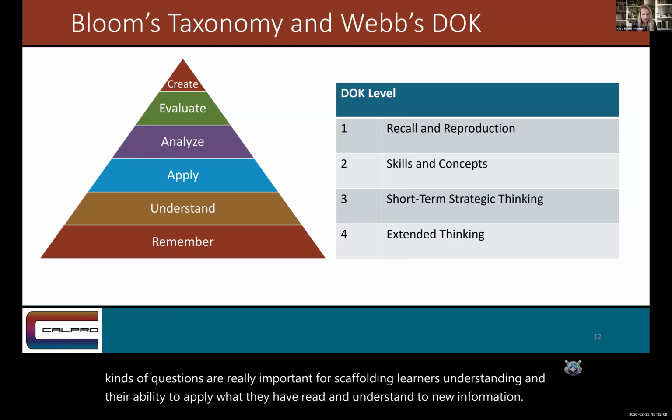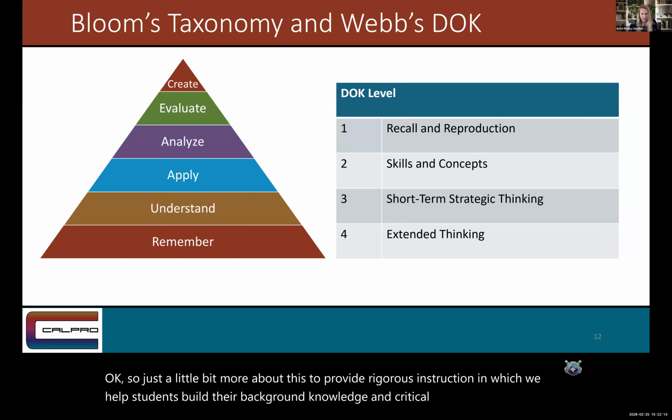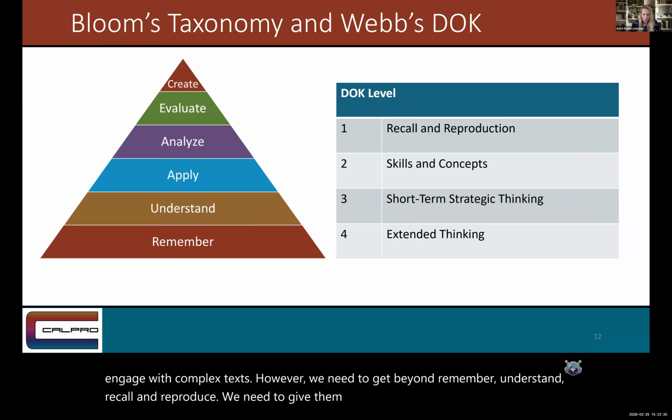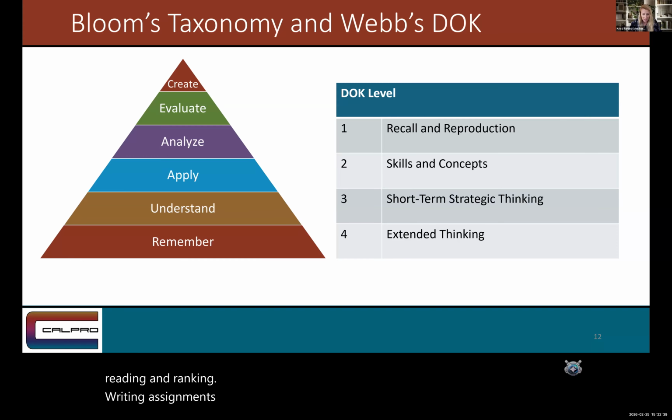Okay, so just a little bit more about this. To provide rigorous instruction in which we help students build their background knowledge and critical thinking skills as they engage with complex texts, however, we need to get beyond remember, understand, recall, and reproduce. We need to get them higher up in the cognitive domains. Deeper engagement with a text, for example, can come in many different ways by rating and ranking and writing assignments based on texts that require higher level thinking and often involve learners' analysis and evaluation of new information.